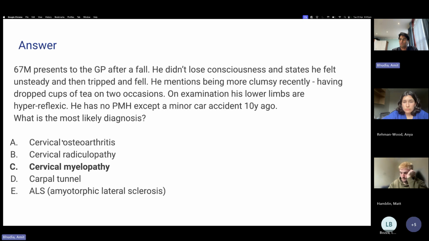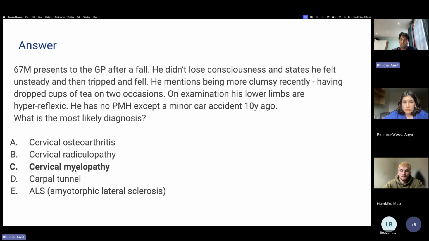You wouldn't really get all your sort of weakness and loss of sensation or anything like that. And then cervical radiculopathy, which is a pinched nerve, and the nerve's pinched as it leaves the spinal cord. This would cause pain in the neck, the shoulder, the arm, and sensory symptoms are more common than motor symptoms, and possibly he wouldn't be hyperreflexic.